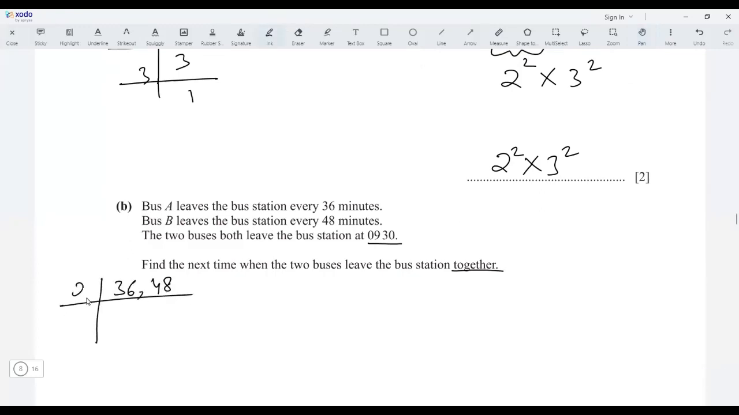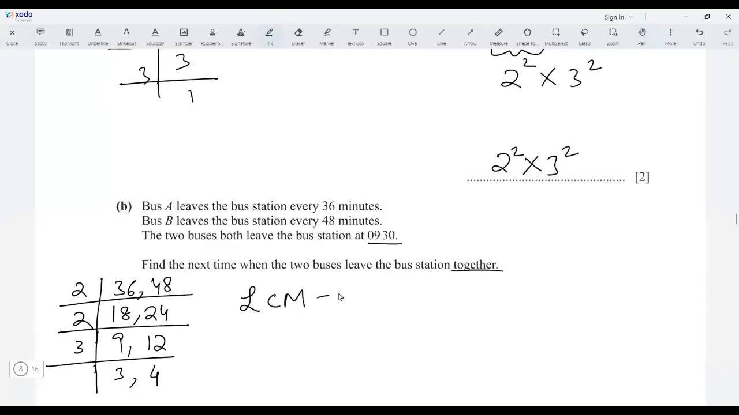Both are even numbers, so it's 18 and 24. Again both even, so 9 and 12. Not even now, but both are divisible by 3. So 3 and 4. Now these two can't be divided further. So these are the common factors, and you multiply them with the uncommon ones, and that will be the LCM. So 2 times 2 times 3 times 3 times 4. This is 36 basically, and you multiply 36 by 4. In rough work, it will be 144.